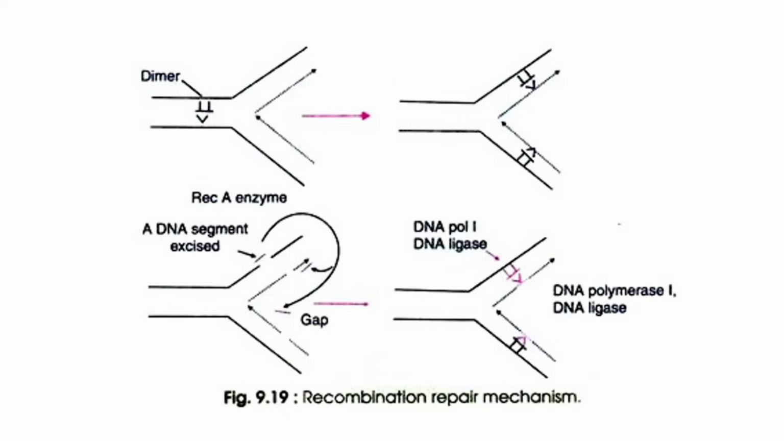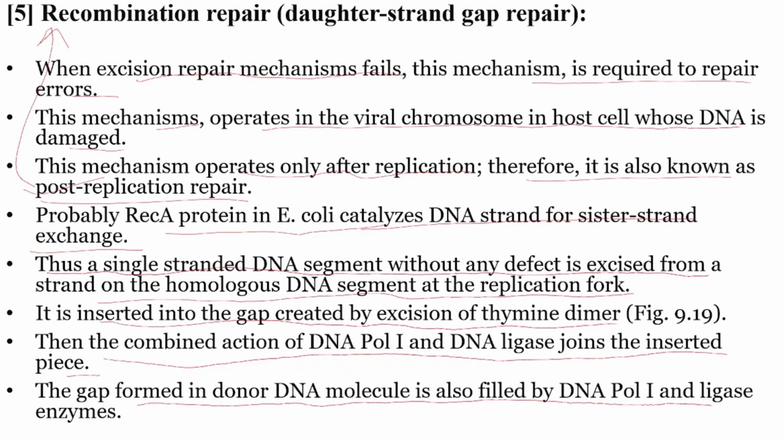Okay, so this is a recombination repair mechanism. What does it do? A dimer is present over here, and a replication fork is created. So the dimer was present here, okay? A DNA segment got excised, a gap is formed, and then DNA polymerase I brings about the replication of this gap region, and DNA ligase joins it with the remaining DNA. This is recombination. Only the dimer is removed. The main function of this is recombination repair. Okay, gap repair. We can say this is daughter strand gap repair.